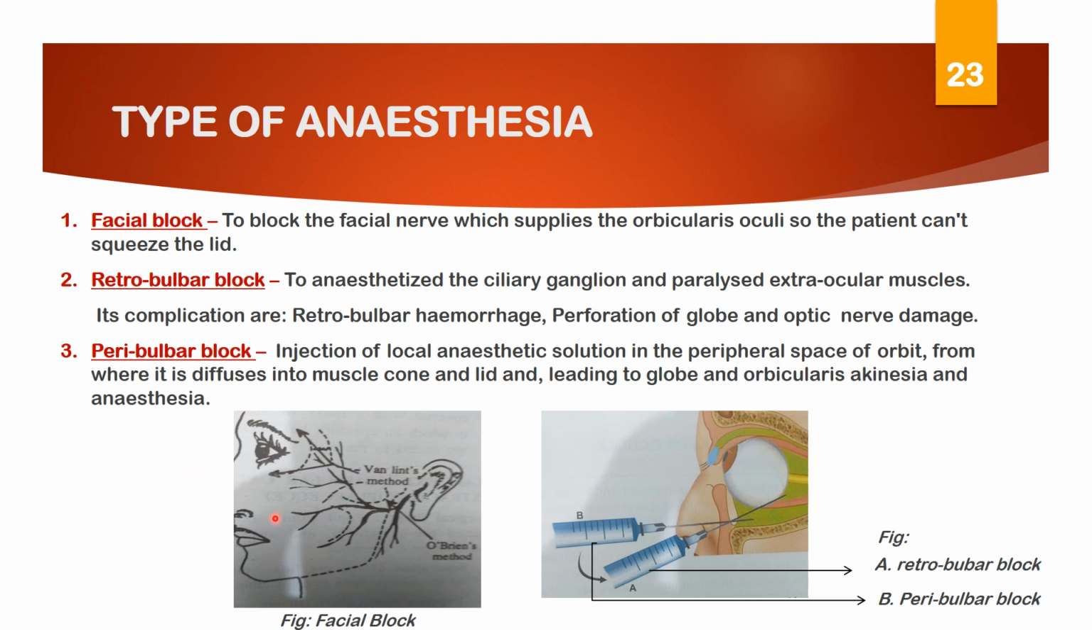This picture shows the methods of the facial block. First one is O'Brien's technique, in which the facial nerve is blocked at the condylar process. The second method used is the Van Lint method, in which the peripheral or terminal branches of the facial nerve are blocked. And third is the Atkinson block, in which the superior branch of the facial nerve is blocked.